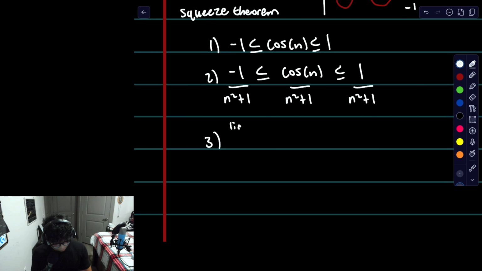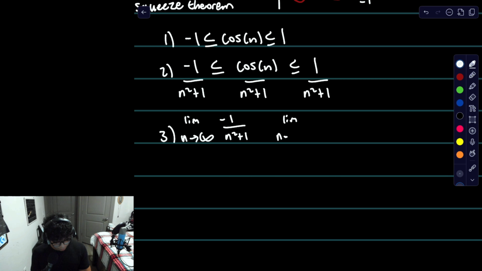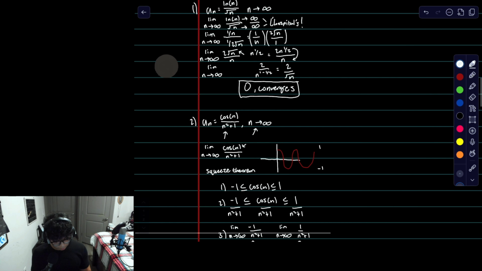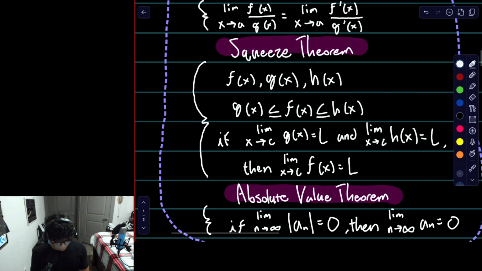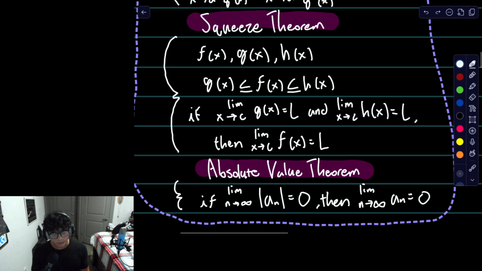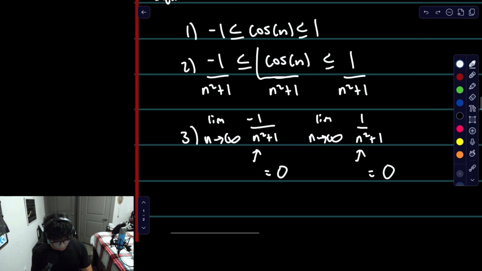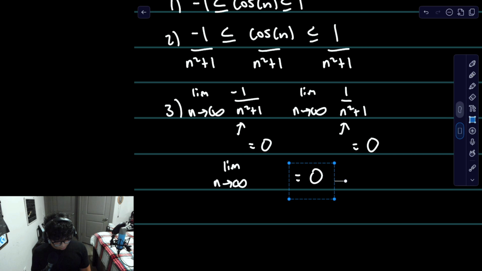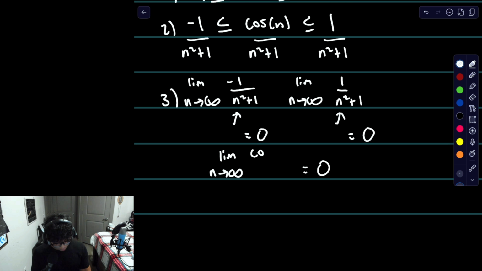So let's set our limit as n approaches infinity of -1 over n squared plus 1, as well as the limit of n approaching infinity of 1 over n squared plus 1. Now, since our denominators on both get so large, they both approach 0. And notice in our little rules over here, if they approach the same thing, L, which in this case is 0, then our cosine of n, which is in the middle, will also approach 0.